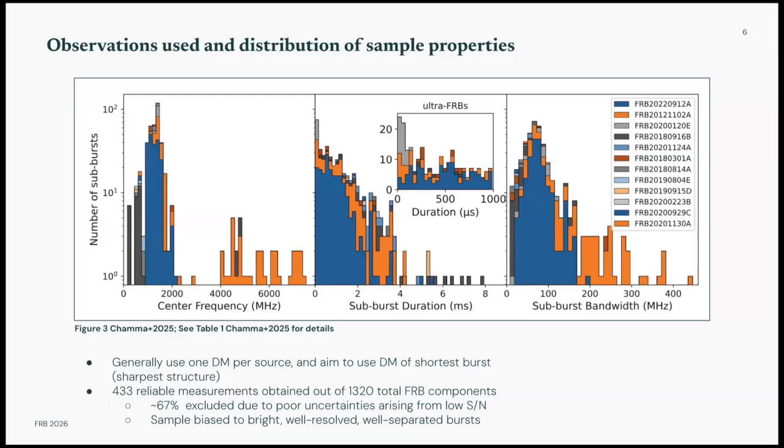And this is a list of the repeaters that we were able to get data for. In general, we use 1 DM per source, and we aim to use the DM of the shortest burst that's available due to its sharp structure. All in all, we get 400 measurements out of 1,300 total FRB components. So a lot of bursts are excluded mainly due to low signal to noise, which gives high uncertainties. So the sample is ultimately biased to bright, well-resolved, and well-separated bursts.